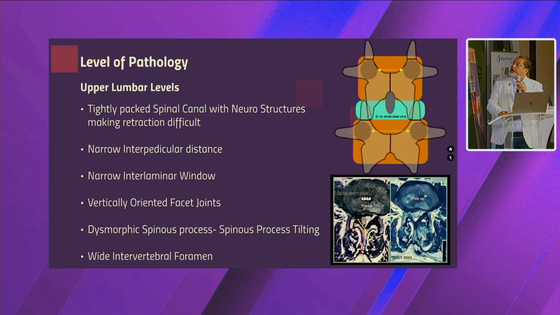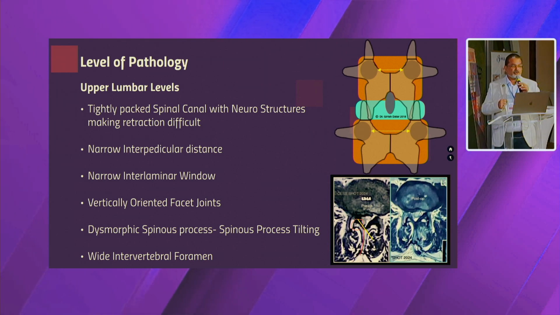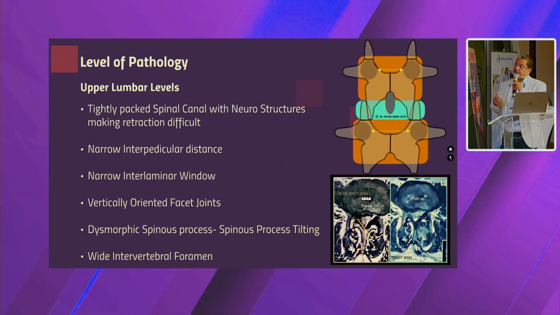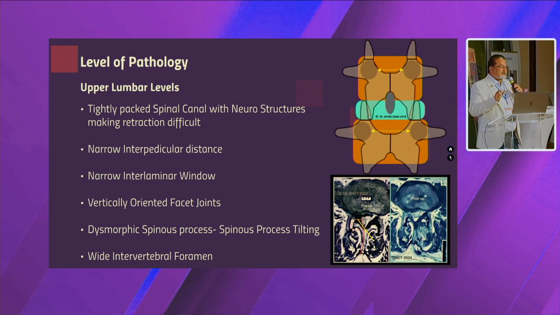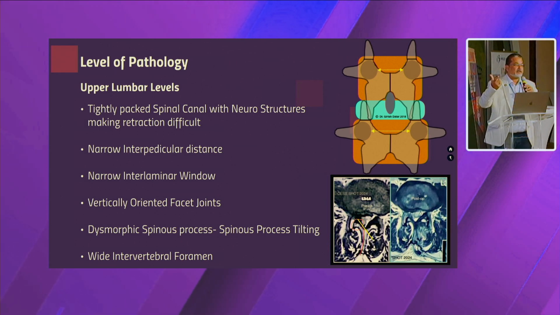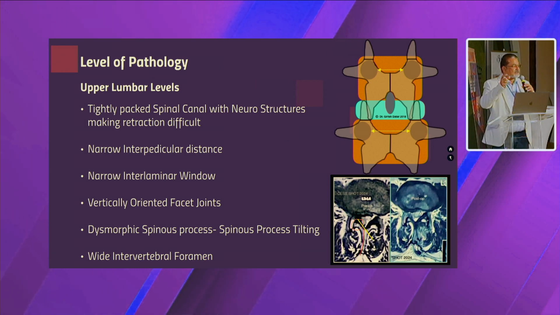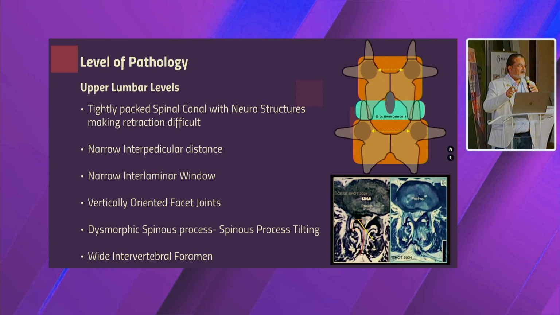So if you look at the level of the pathology, the upper lumbar levels are tightly packed with neural structures, making retraction extremely difficult. At L1-2 you have the spinal cord itself, but lower down the thecal sac is very big, and you need to be careful here. The interpedicular distance, that means the distance between the two pedicles, is the highest at L5S1, whereas it is the lowest at L1-2 or D12-L1. This is again an important consideration if you want to do a transforaminal surgery. The access and targeting of a pathology at L5S1 is much more difficult than targeting it at L1-2 or L2-3.